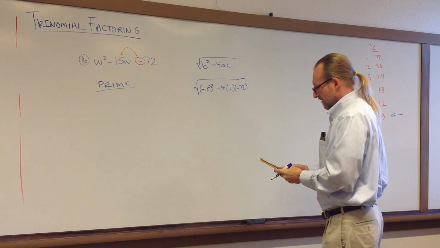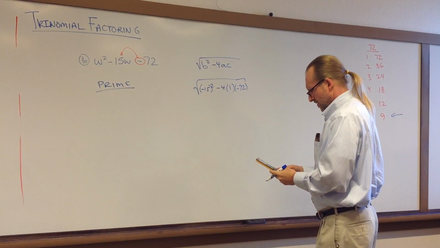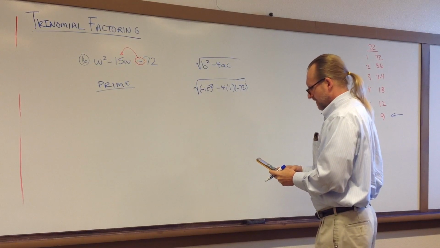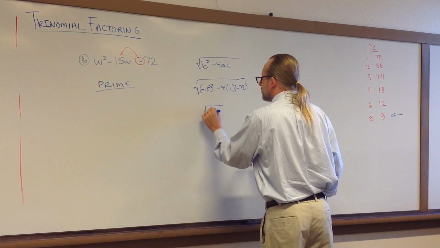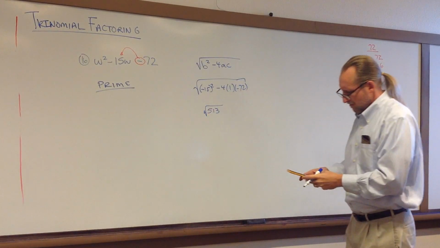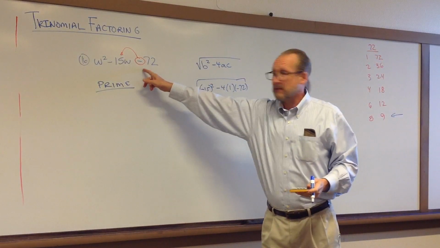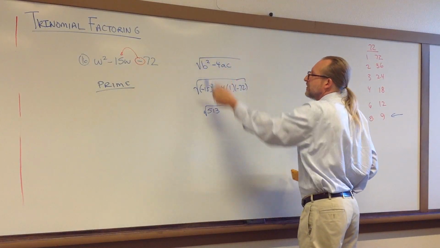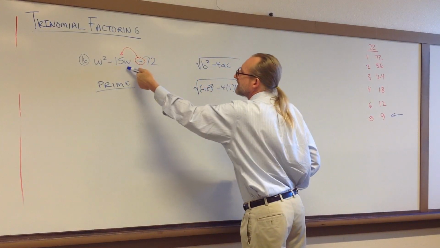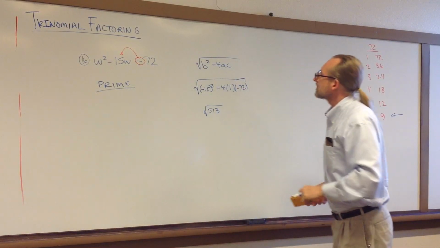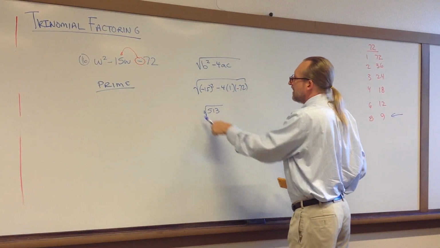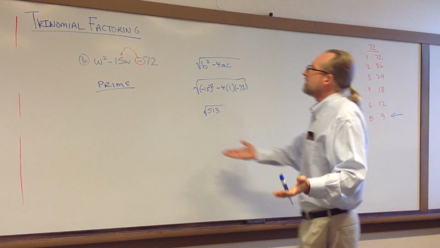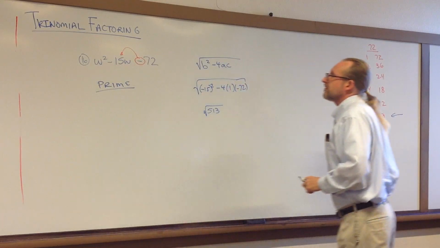So what does this come out to be? 225 plus 4 times 72, so that's square root 513. If this is not a whole number, then this thing's not factorable, okay? Because for this to come out from the square root as a whole number means that this will be factorable into whole number factors, okay? If this comes out to some irrational value, that means we're not going to be able to get nice whole numbers into our factoring scenario.